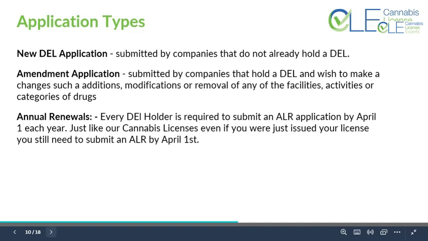And then, of course, there's our annual renewals. Similar to the Cannabis Act and our annual licensing fees, if you are issued your license on March 30th, you're still going to be required to do your annual renewal the following day. So just keep that in mind. Regardless of what time of year you are issued your DEL, you are required to do your annual license renewal by April 1st.